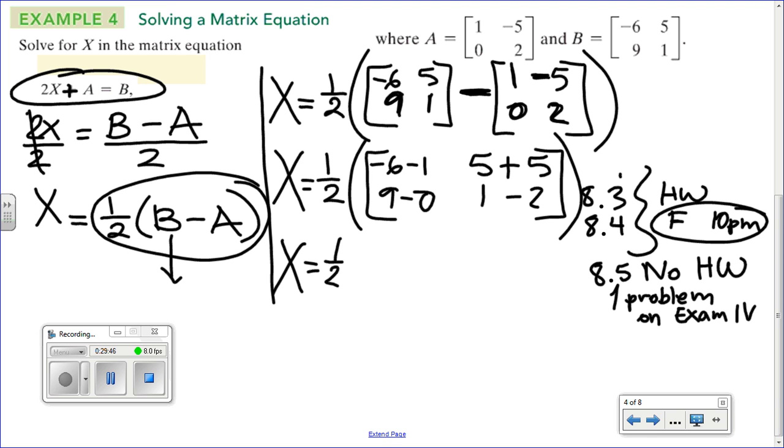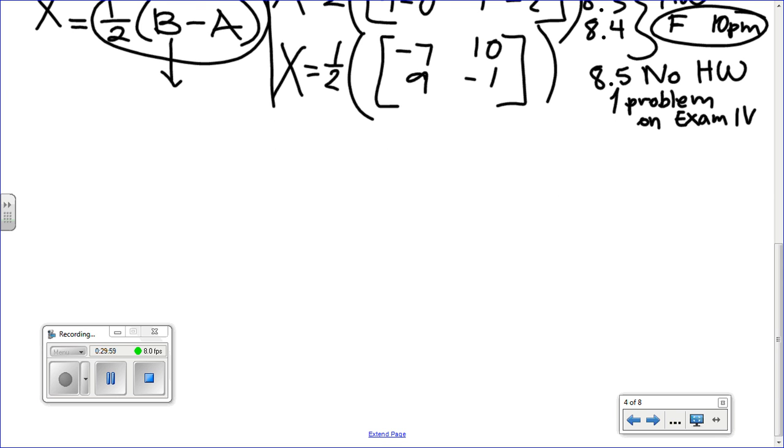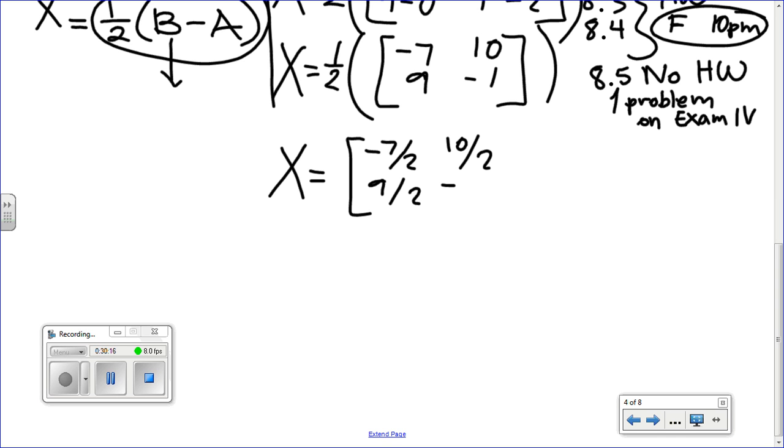So now we're here. -6 minus 1 is -7. 5 plus 5 is 10. 9 minus 0 is 9. 1 minus 2 is -1. If you notice I make a mistake, let me know, okay? And now, what is left for us to do? Multiply, distribute, very good. So 1/2 times -7 is -7 halves. 1/2 times 10 is 10 halves. 9 times 1/2 is 9 halves. And -1 times 1/2 is -1 half.